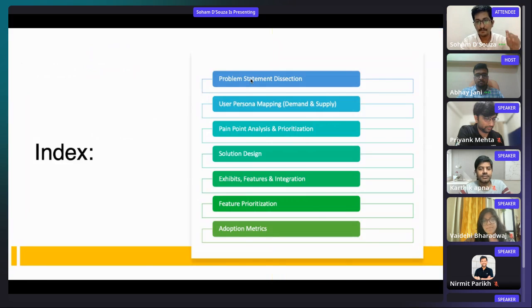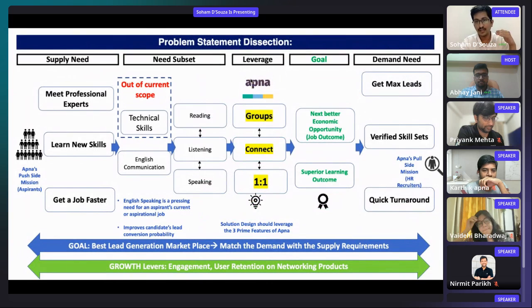So this slide, the problem dissection slide, was one of the most important scaffolds on which I based the entire presentation, because it was very important for me to limit my thinking when doing this solution designing. The mission of Apna is to connect talent with opportunity. Now, when I have to do this, the goal remains that I have to be the best lead generation marketplace. This was very crystal clear in my mind through the AMA with Priyank.